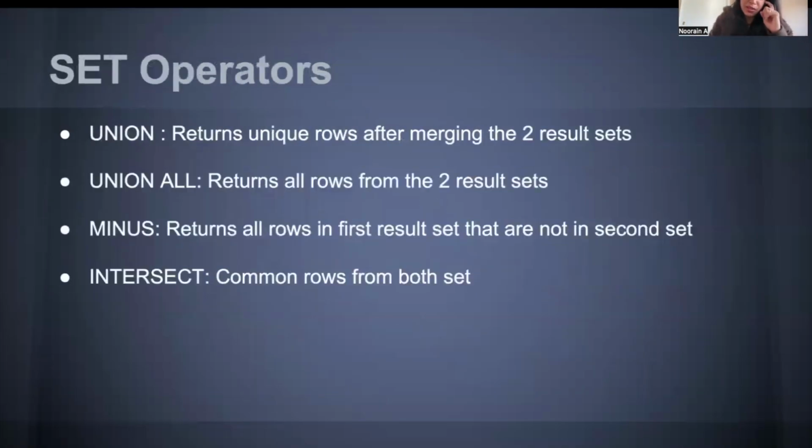Now let's learn about some set operators. There are set operators called union, union all, minus, and intersect. So what does union do? Union returns unique rows after merging the 2 result sets. Union all will return all the rows.